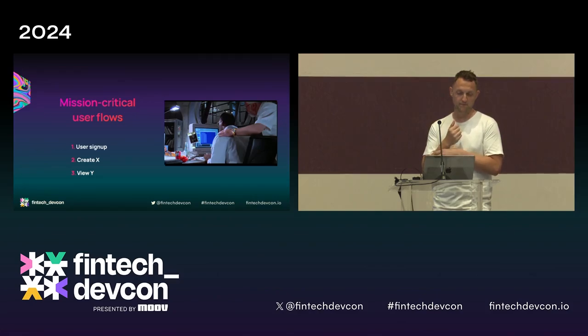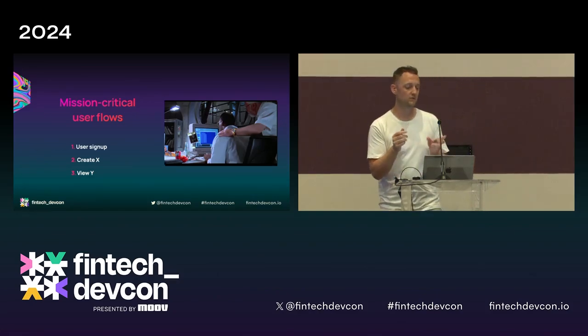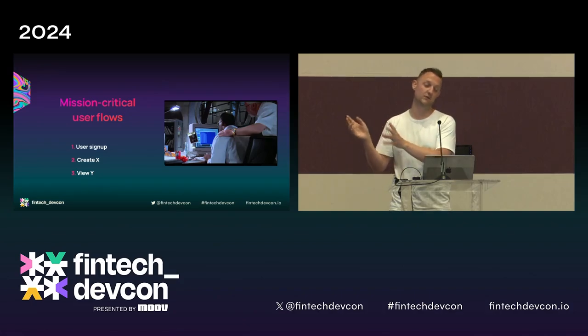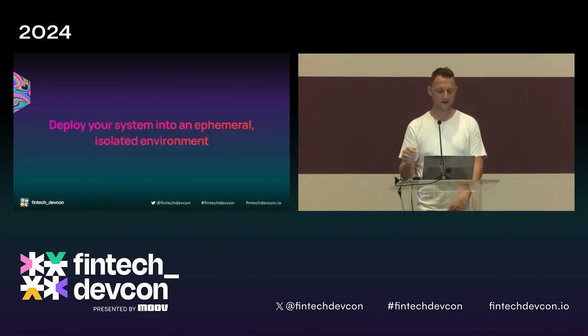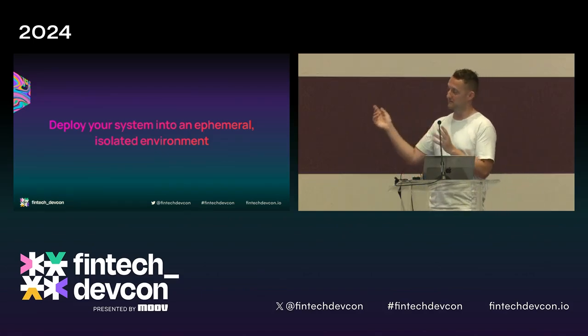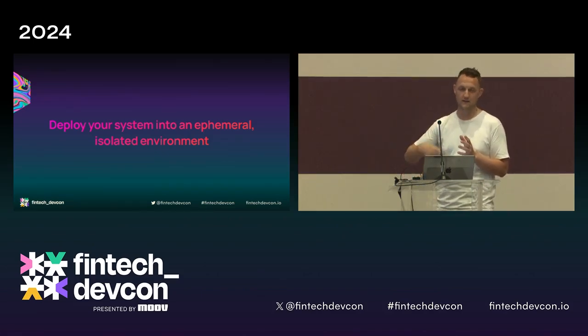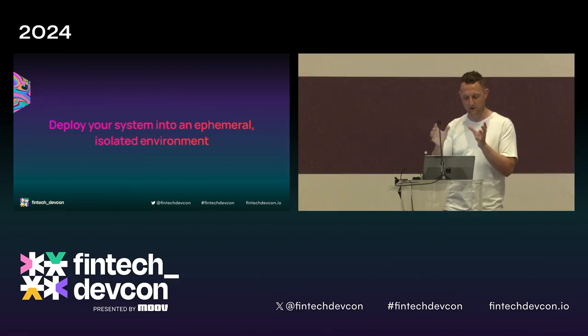Firstly, we want to shortlist the most critical user flows in our system. We want to ensure that these flows are as available as possible. And available means it works, and it works consistently. Once we have that list, we want to be able to run those flows over and over again in a repeatable fashion in an isolated environment.